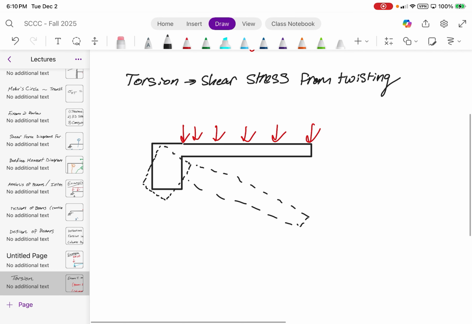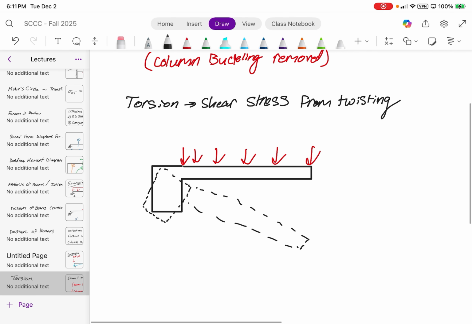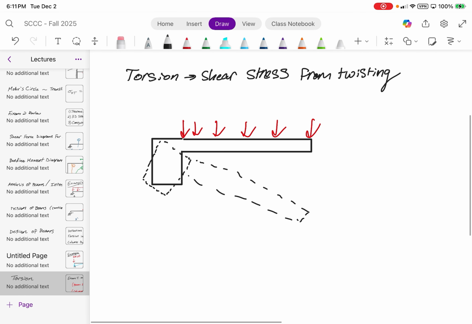Now, whenever we're calculating stresses for something like this, I'm only going to give you circular sections. But if I ask you for a torque, for example, it's fair game because it's basically just another type of moment. So torsion is just a shear stress that's caused from twisting. What causes this twisting? The twisting is caused by a torque.